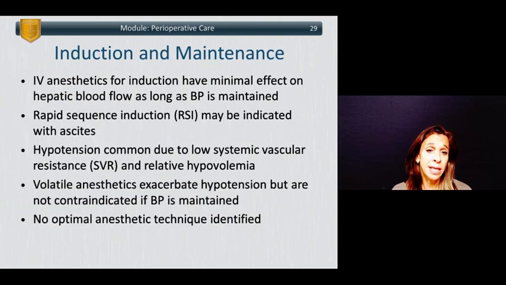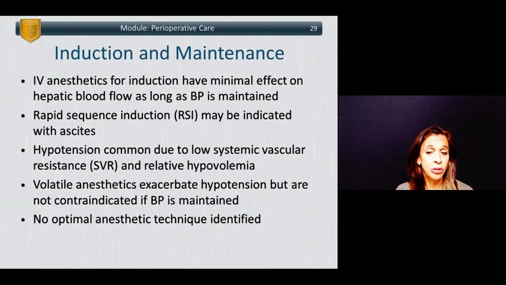So IV anesthetics for induction have minimal effect on hepatic blood flow as long as blood pressure is maintained. I can't emphasize enough that if your arterial blood pressure drops, your hepatic perfusion will drop. So maintaining blood pressure is probably the overarching most important aspect of perioperative anesthesia management. Rapid sequence induction may be indicated in patients with ascites. It can increase intragastric pressures and increase the risk of regurgitation and aspiration.